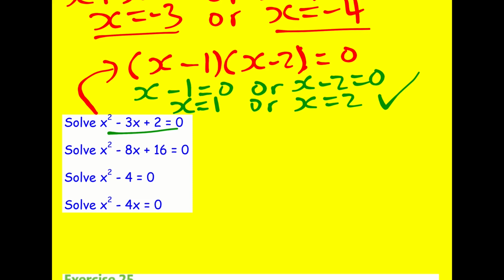Okay, we're going to take this, x squared minus 8x plus 16 equals 0. I've got a positive here, I've got a negative here, so both of these are going to be negative. So I'm going to factorize it, x, okay, I need them both to be negative, so it's going to be minus 4 and minus 4.